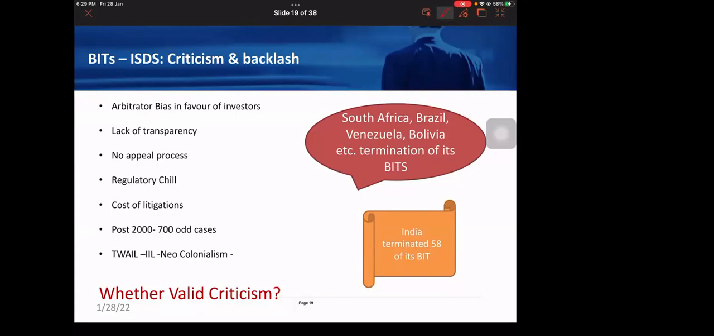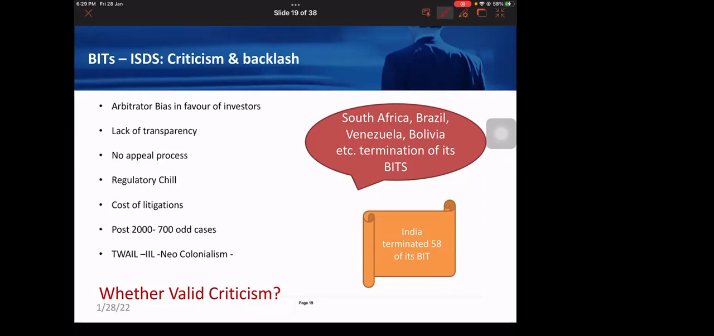No appeal process, and regulatory chill, as I mentioned: fearing a foreign investor filing a suit against me in investor-state arbitration, the country is not able to bring in regulatory measures. And incidentally, post 2000 onwards, there were 700 odd cases. So post 2000, we saw a proliferation of ISDS cases. There are various theories to it.